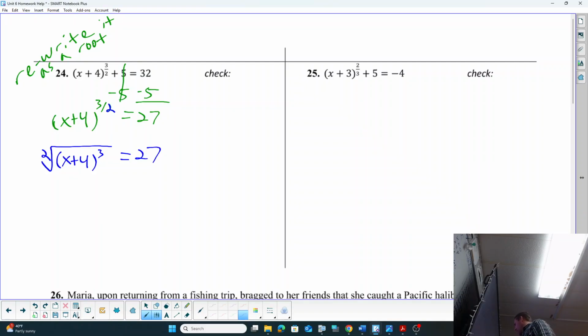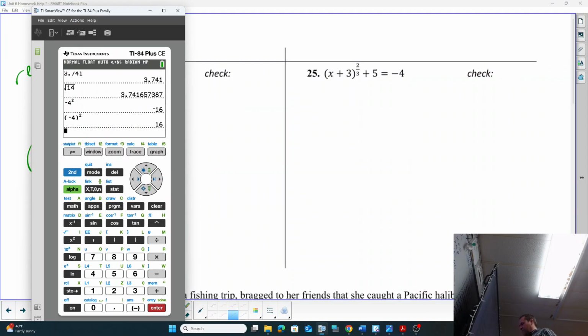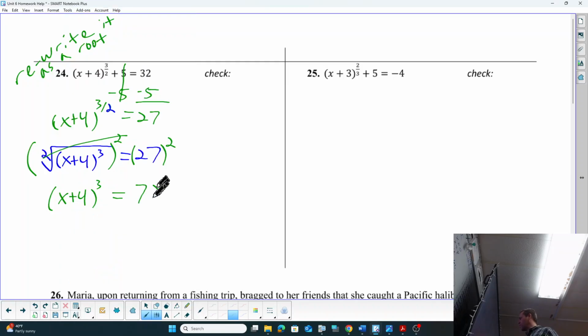Okay, so now we have to get rid of the square root. Do you remember how to get rid of the square root? To get rid of the square root, we have to power 2 both sides. So that gets rid of the root. And we're left with x plus 4 to the 3rd power equals 27 squared. So 27 squared is 729.